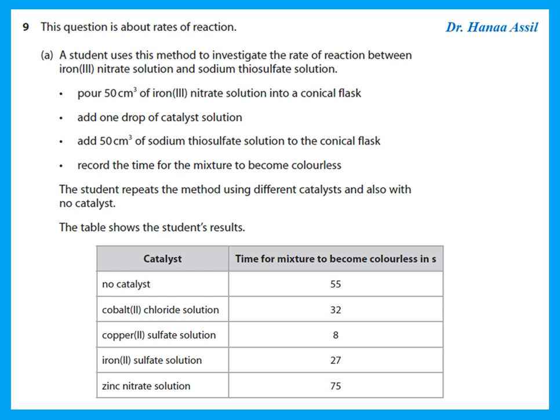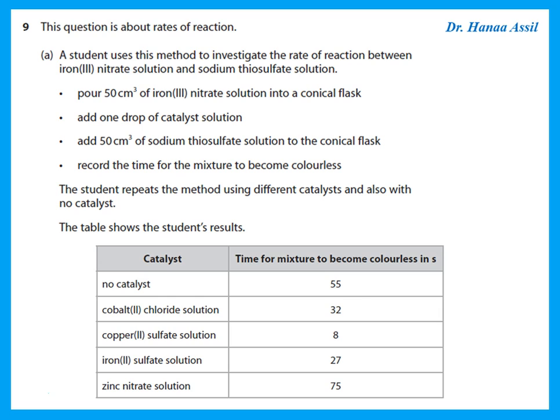This question is about rates of reaction. A student uses this method to investigate the rate of reaction between iron 3 nitrate and sodium thiosulfate solution. Remember, for all of these questions, when you have a big introduction like this, please go through it very quickly and then just to get an idea of what he's doing and then continue to the question. Pour 50 centimeter cubed of iron 3 nitrate into a flask, add 1 drop of catalyst, add 50 centimeter cubed of sodium thiosulfate, record the time for the mixture to become colored.